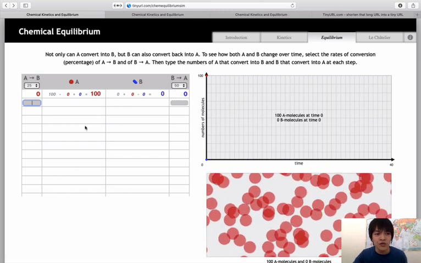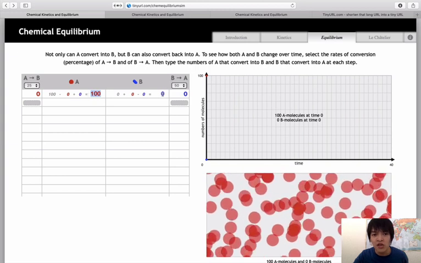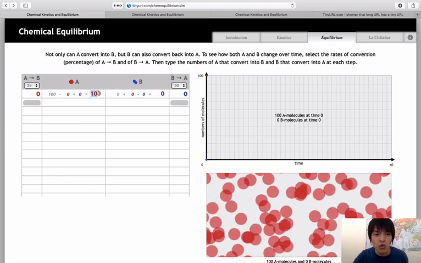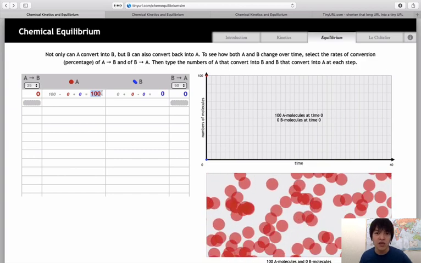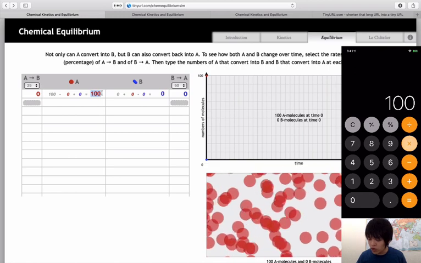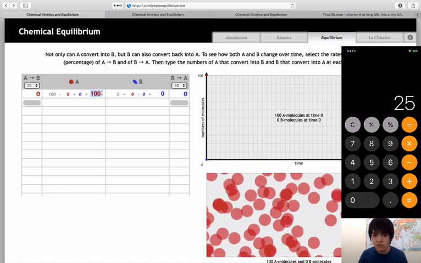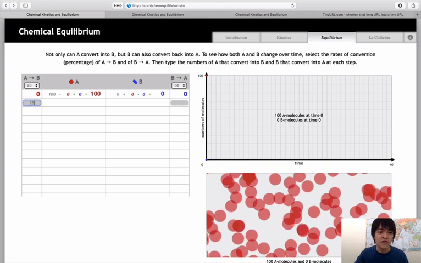So we're going to do the same thing here. Now, we're starting off with 100 molecules of A and 0 molecules of B, but 25% of this 100 is going to convert to B, to our product. So we're going to take 100 and multiply it by 25%. Oh, it's 25. Okay, so 25 molecules of A convert to B.